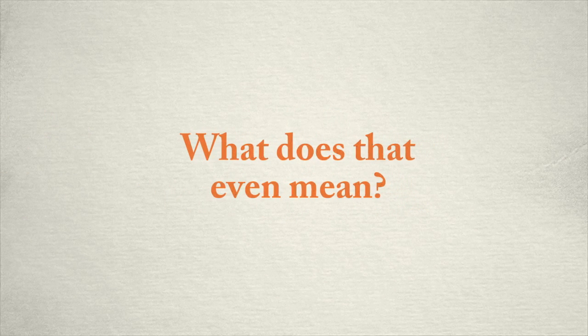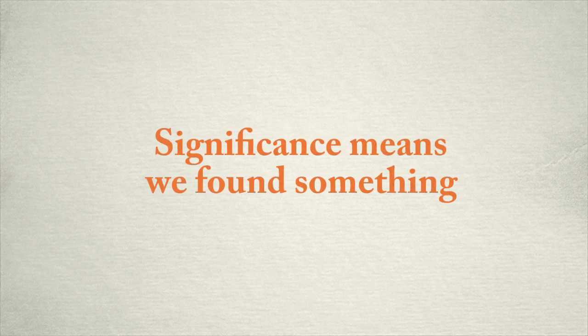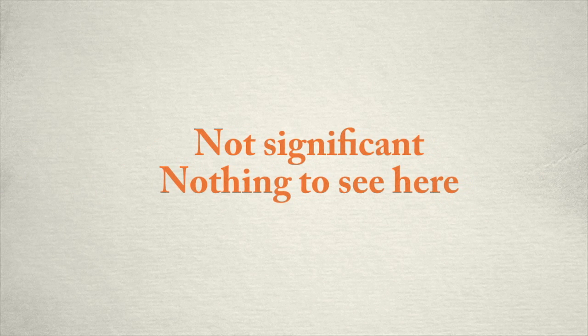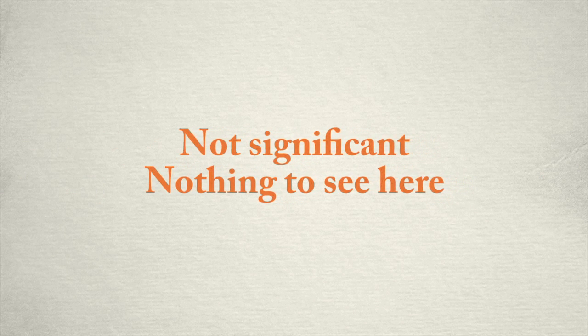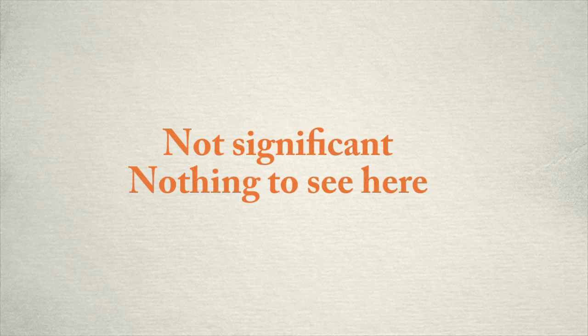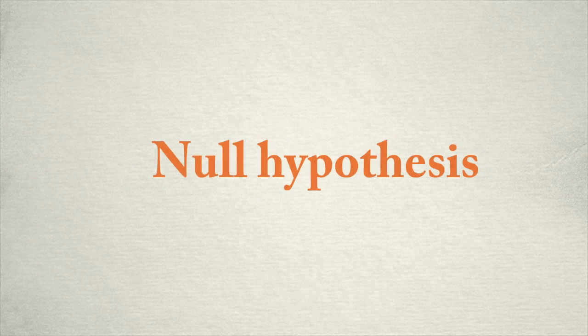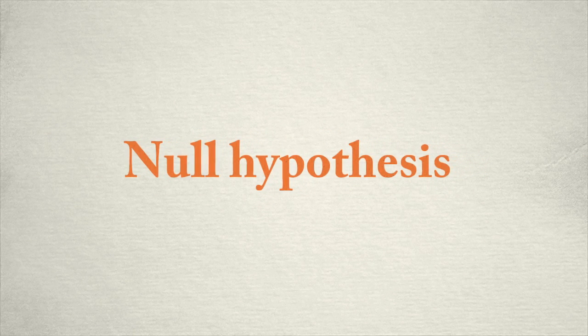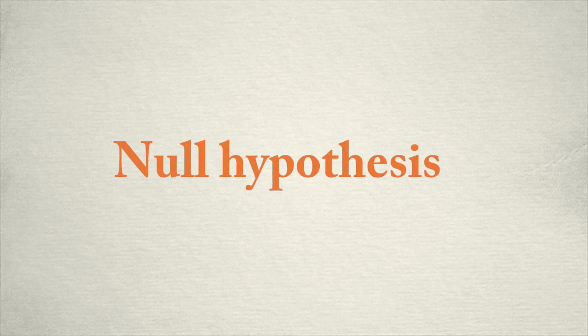But what does it even mean to say that something is significant? When we find a statistically significant difference, it means we have evidence that we might have found something. When p is not significant, it usually means that there's no difference or no effect, nothing to see here, nothing to write home about, nothing important to report. We call this the null hypothesis, and it is supported when p is not significant. It is rejected when p is significant.